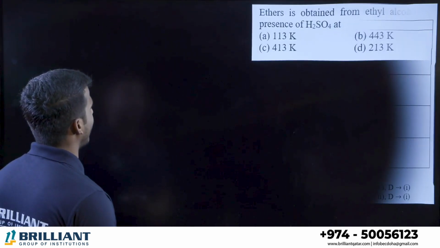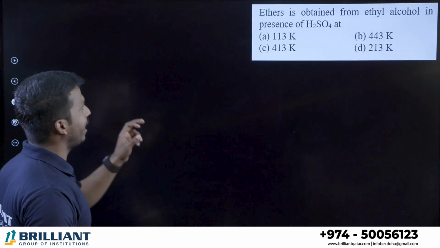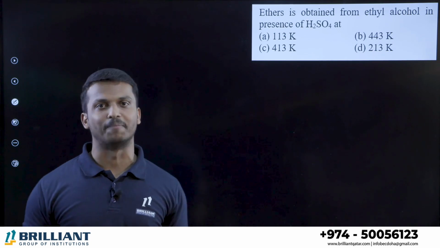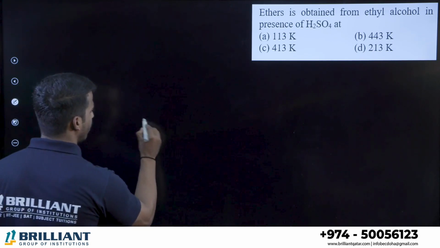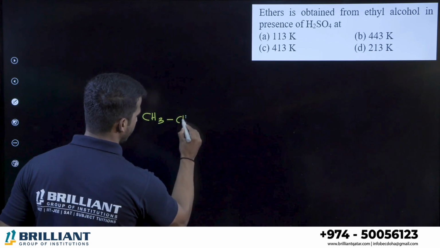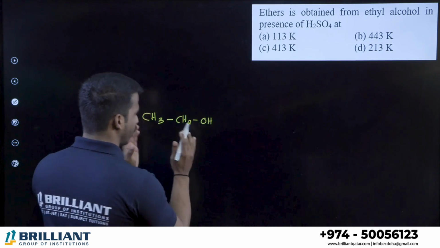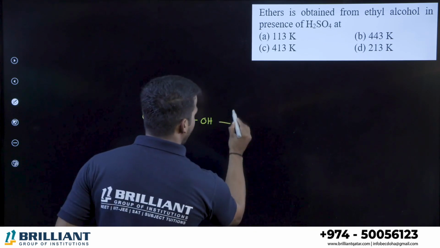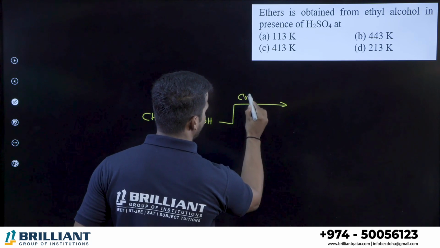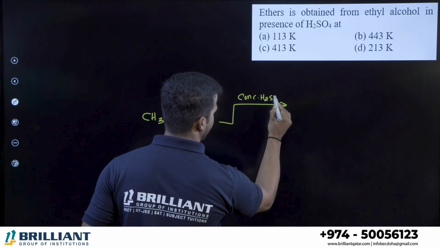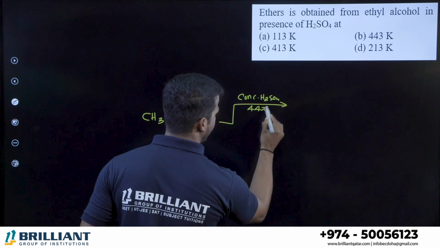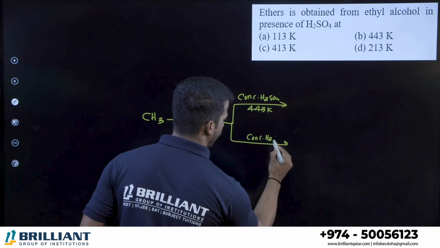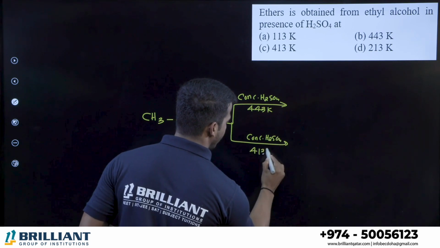Next question, dear all: ethers are obtained from ethyl alcohol in presence of sulfuric acid at what temperature? You studied one of the reactions in the textbook, the first method of preparation of ether. This is normal ethanol, when we heat it with concentrated sulfuric acid at 443 Kelvin. Same thing I am using here, concentrated sulfuric acid at 413 Kelvin.